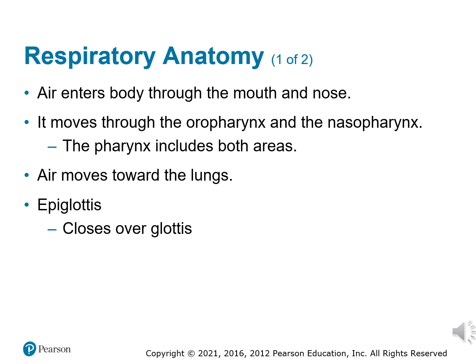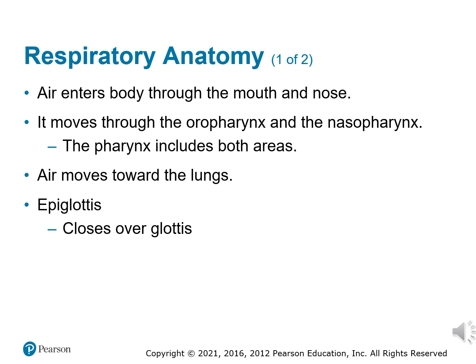All right, so a number of structures make up the respiratory system. Air enters the body through the mouth and the nose, and it moves through the oropharynx and the nasopharynx. Then the pharynx is that area that includes both the oropharynx and the nasopharynx. So from the pharynx, air moves on a path toward the lungs, past a leaf-shaped structure called the epiglottis, which then closes over the glottis, that opening to the trachea, to prevent food and foreign objects from entering the trachea during swallowing.